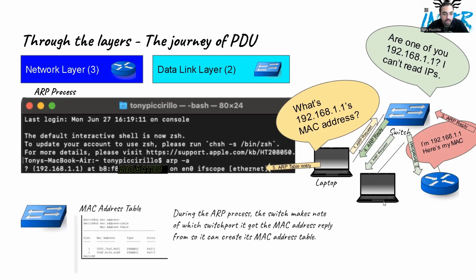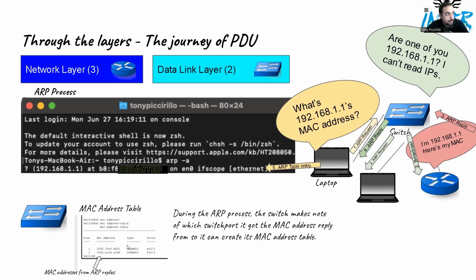So before the switch sends the ARP reply back to our laptop, it makes an entry in its MAC address table. So this entry says which MAC address is connected to which switch port on the switch. That way, if your laptop wants to send more data to the other device later, it knows exactly which port on the switch to send it to.